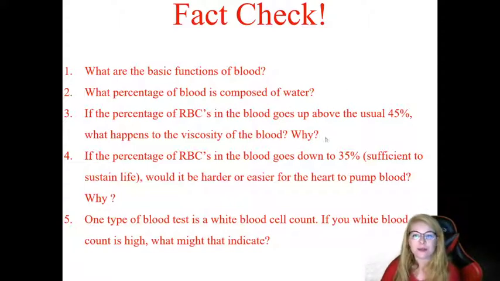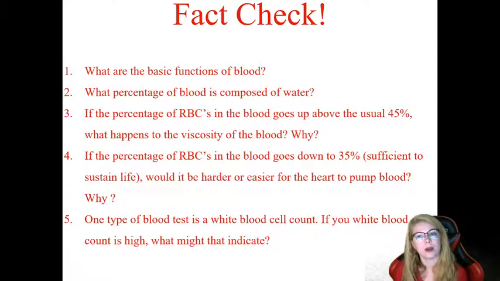And lastly, number 5, it says one type of blood test is a white blood cell count. And we touched upon this already. If your white blood cell count is high, what might that indicate? Well, as I said, that would indicate some type of infection or inflammation in the body. So those are closely monitored to make sure that your white blood cells are where they should be, so that we know that they're present in your body and they're doing their job, but that they're not out on this mission to try to reduce inflammation or infection.